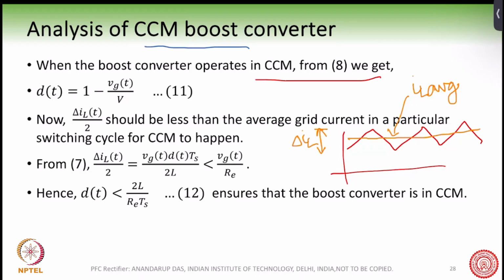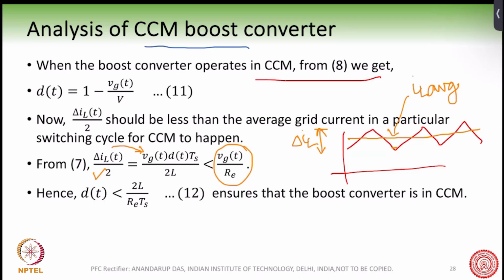Okay, so this delta IL by 2 must be less than the average grid current, right? Otherwise, it will touch 0 here. Therefore, we can say that delta IL by 2, whose expression we have already seen on the previous slide, is VGT dt Ts divided by 2L. That must be less than the average inductor current.